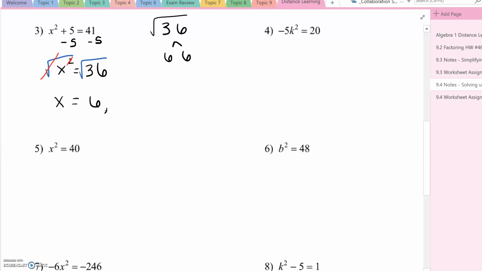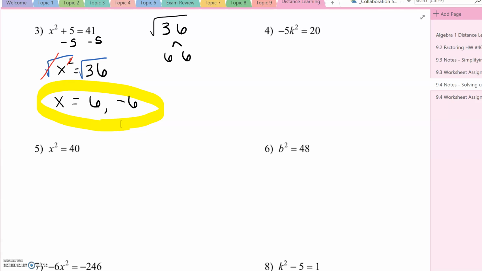What other number could multiply by itself to get us a positive 36? Hopefully you're seeing a pattern here. Also negative 6. So in problem number 3, x can be positive 6 and negative 6. Number 4, we want to get k by itself.